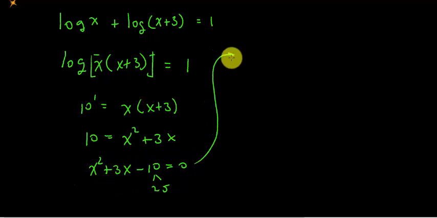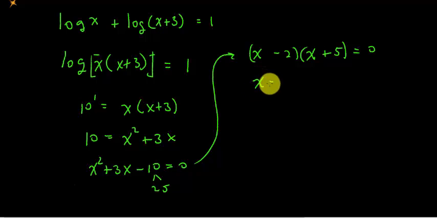And so I'll come up here, and we can write this as x and x here. We'll say x minus 2 and x plus 5, and that, of course, is equal to 0. And so we have x is equal to either 2 or x is equal to negative 5.